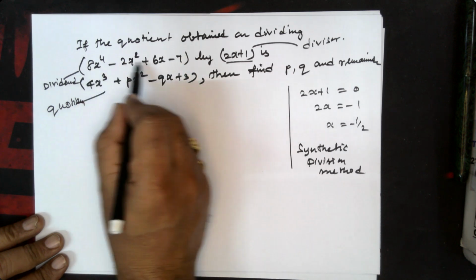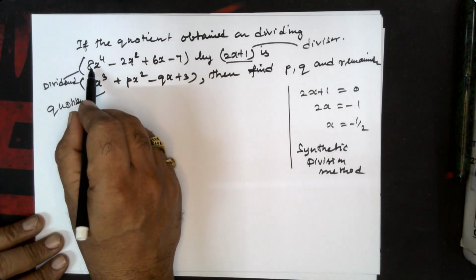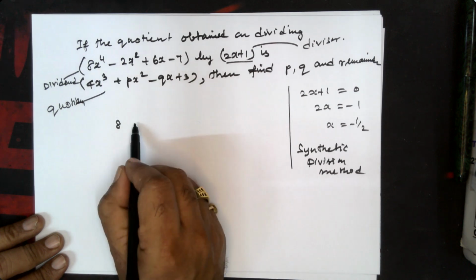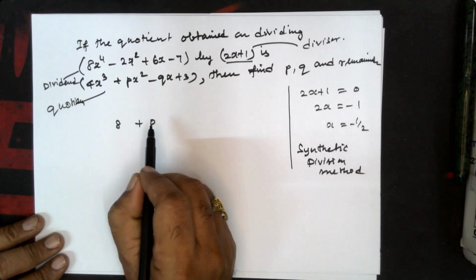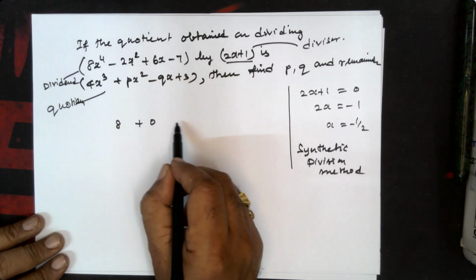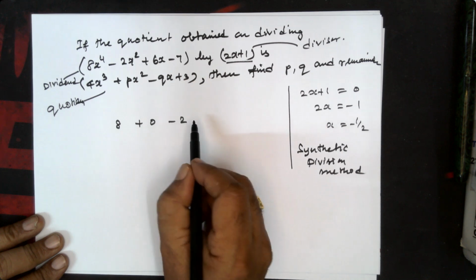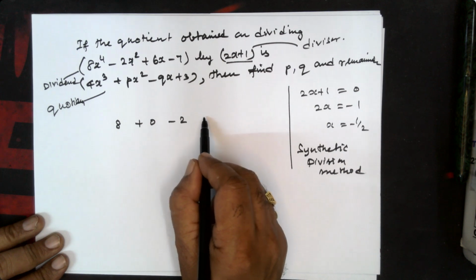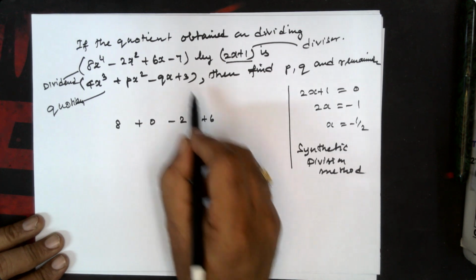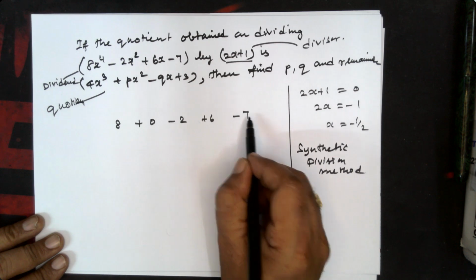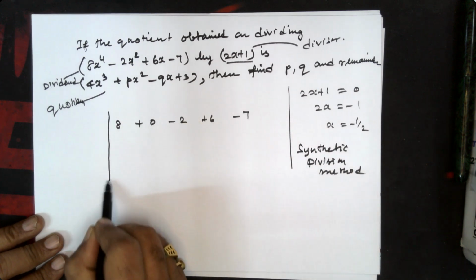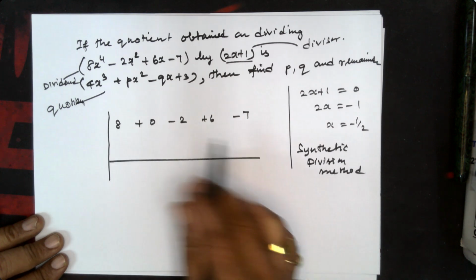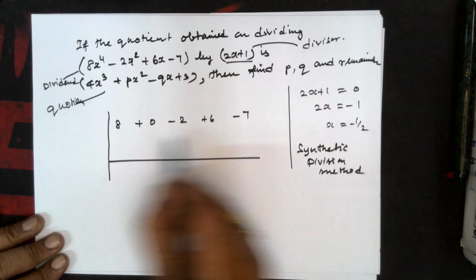So you can take down only the coefficients. 8x power 4, the coefficient is 8. And then there is no cube, so put 0. The coefficient of x squared is minus 2. Write the coefficient of x, plus 6. And minus 7. Put a vertical line like this, leave one space, then put this minus half.